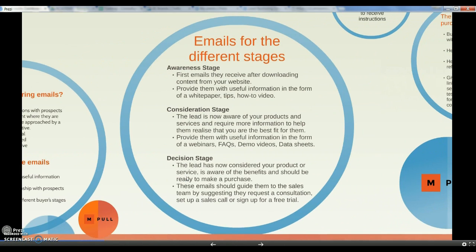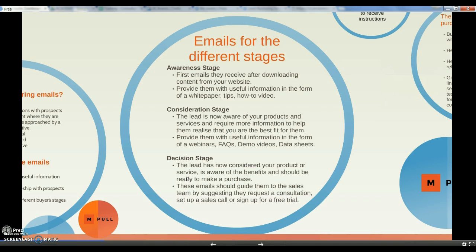Okay, speaking of stages, let's look at the different emails and content you would be creating for the different stages of the sales funnel. So in the awareness stage, this will be the first emails that a lead will receive after downloading content from your webpage. There will first be a thank you email, and then you will start providing them with further emails that include information in the form of white papers, tips, and how-to videos.